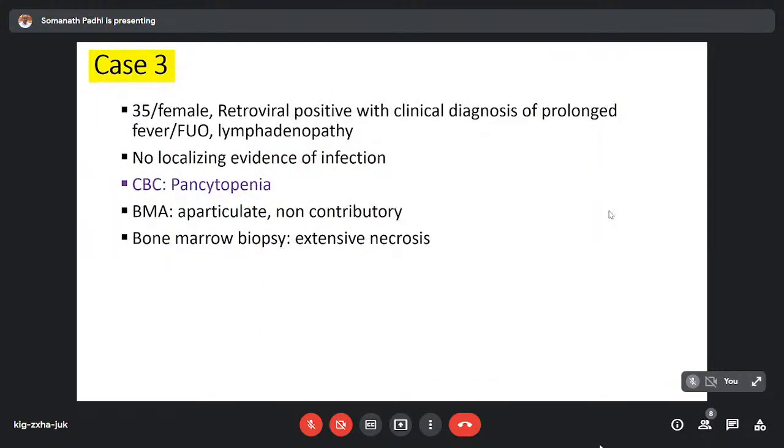The third case is a 35-year-old female, retroviral positive, with a clinical diagnosis of prolonged fever, and there was significant generalized lymphadenopathy. There was no evidence of infection, and this patient presented with severe pancytopenia. I forgot to mention the CD4 count in this case was 150. When the bone marrow aspirate was done, it was aparticulate and non-contributory. But when the biopsy sections came, they showed extensive myelonecrosis. So in this HIV positive patient with generalized lymphadenopathy and pancytopenia, the cause was the extensive myelonecrosis. But we were not sure what the cause of this myelonecrosis was.